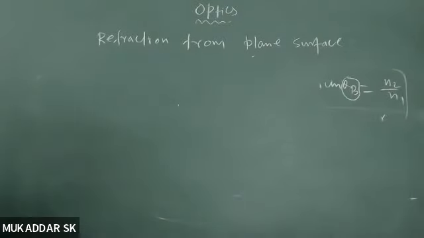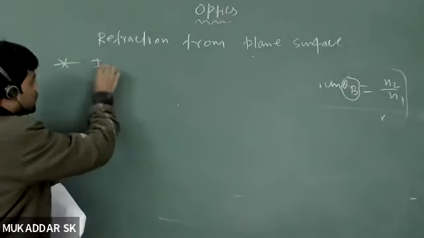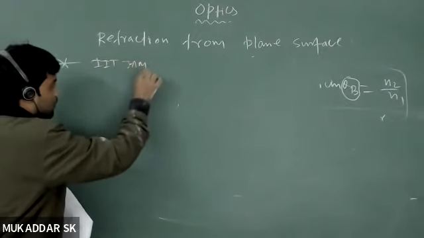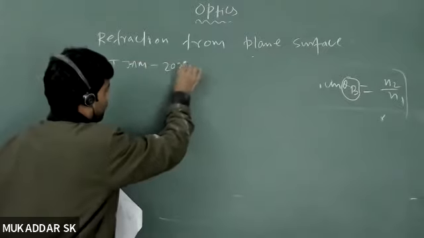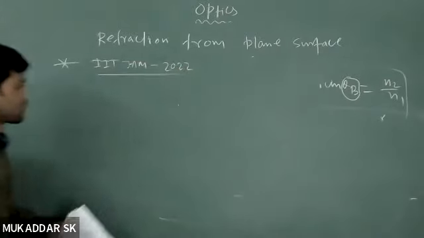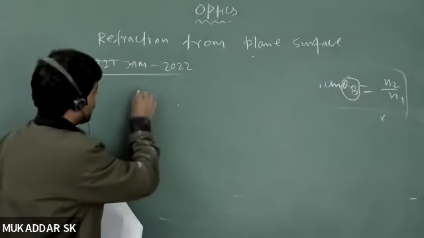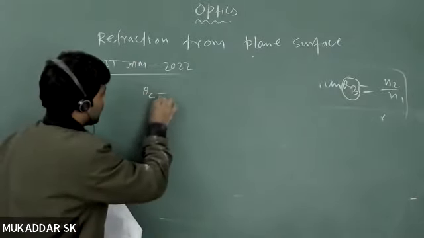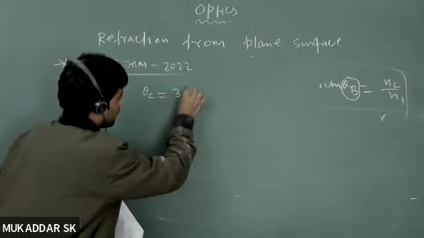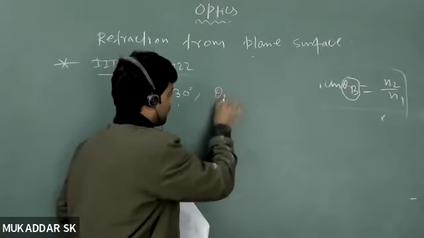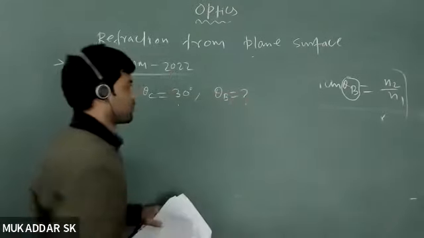So this time there is a problem, from IIT-JAM 2022. What was the problem actually? They have given the critical angle, and that value was 30 degree. The question was very simple: you have to calculate the Brewster angle. That was the question. So simple a question.